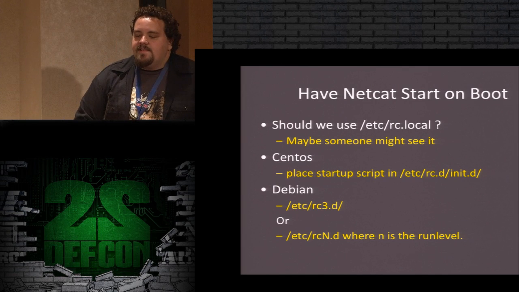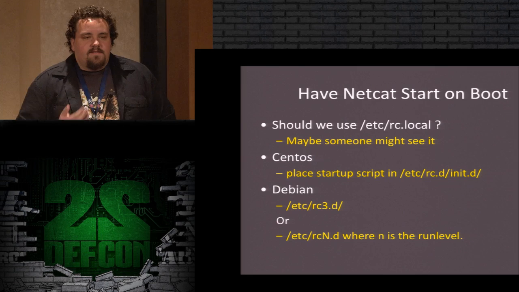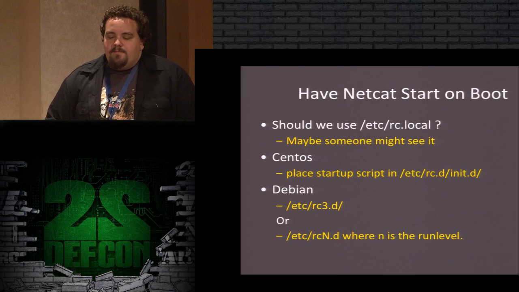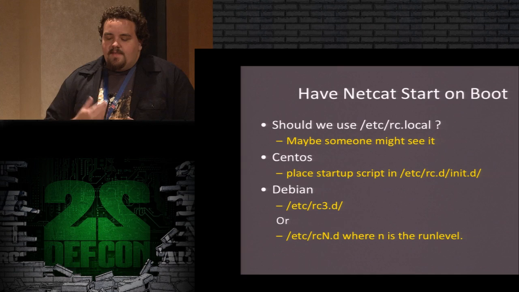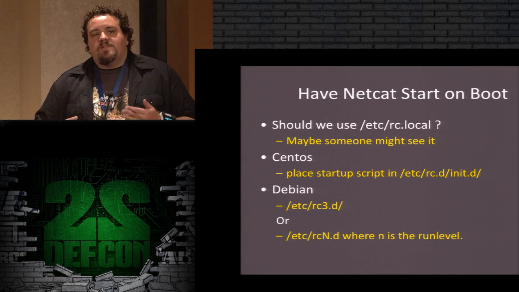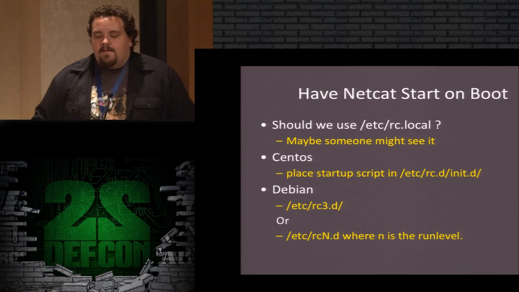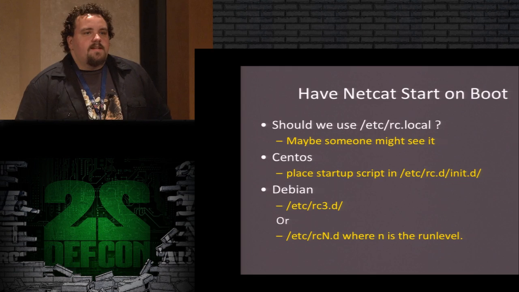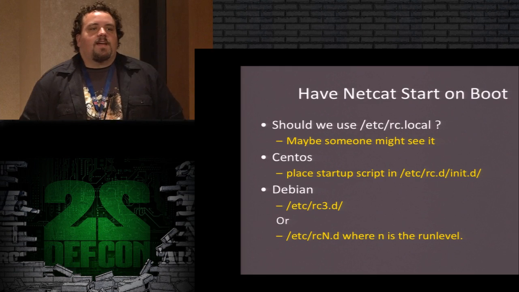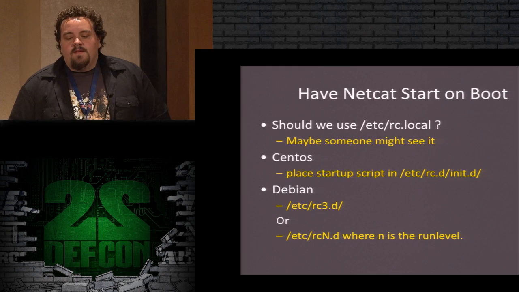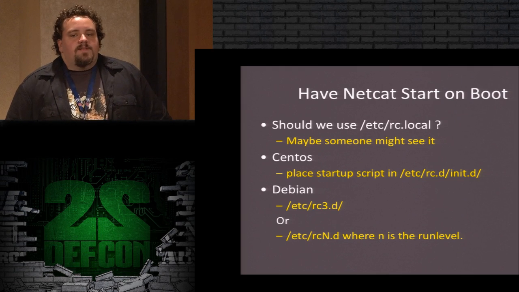So I was trying to think of a good way to hide the netcat to start on boot. I think the best place that I could find was the init.d processes, because there's a bunch of scripts in there, the startup scripts. People are less likely to look at that. I constantly look at my rc.local file because I want stuff to happen when my system boots up. So if you put it in there, it's more likely to be discovered.